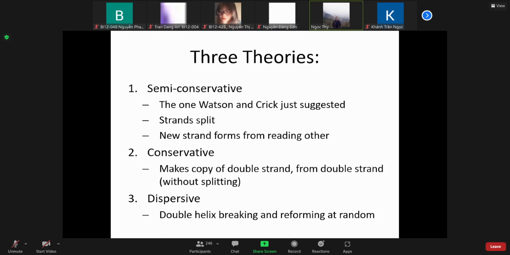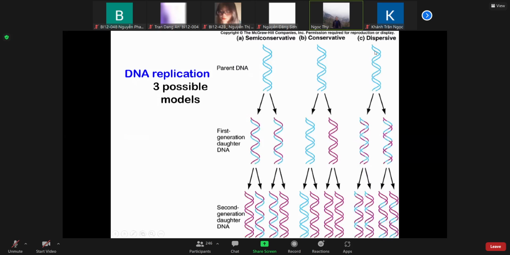In the beginning of the 20th century, scientists still wondered which model DNA would replicate by. So they proposed three main models. The first one is the semi-conservative model. That means that from one parent DNA, denoted in blue here, each strand is used as a template to synthesize one new DNA strand. The new DNA strand is denoted in purple here.